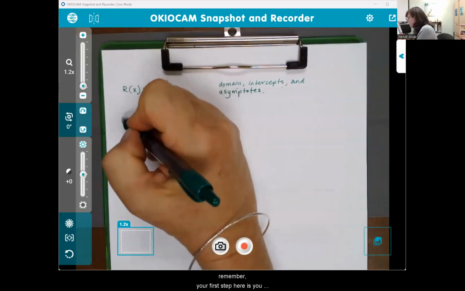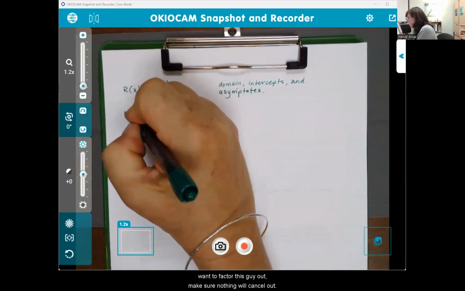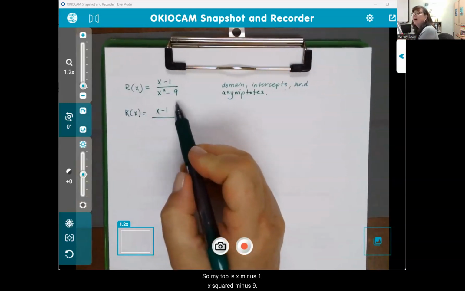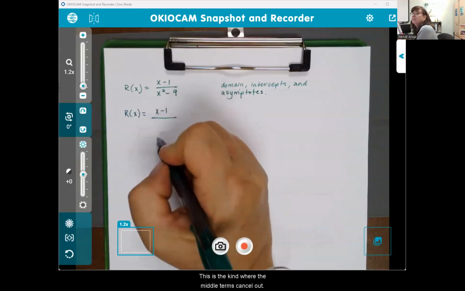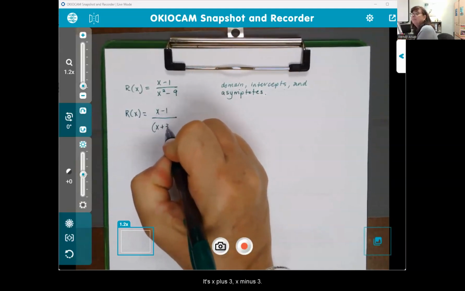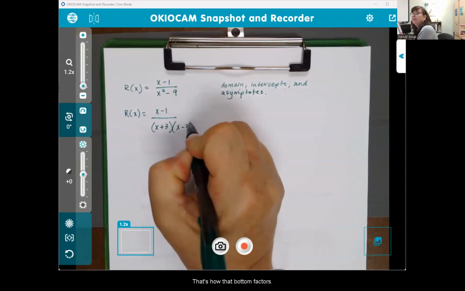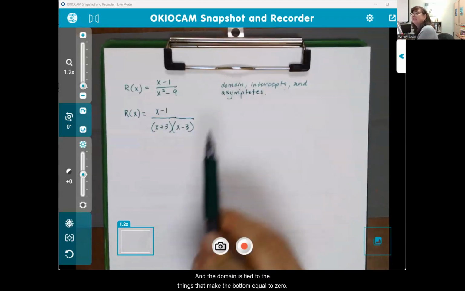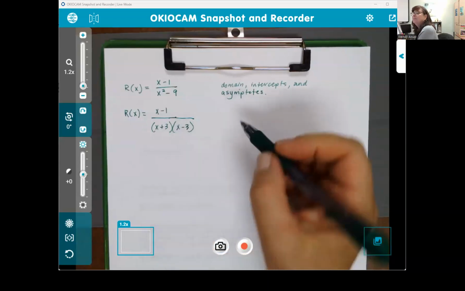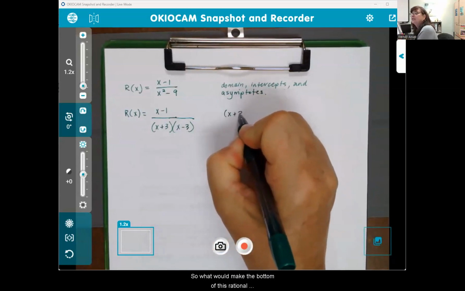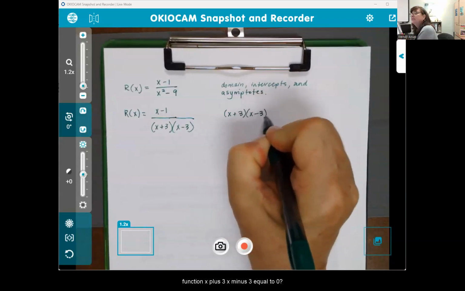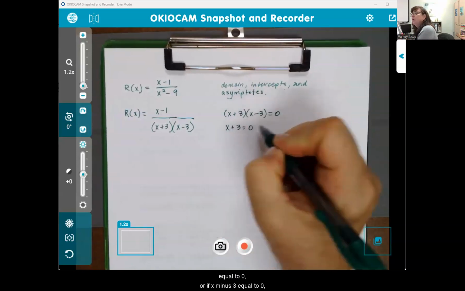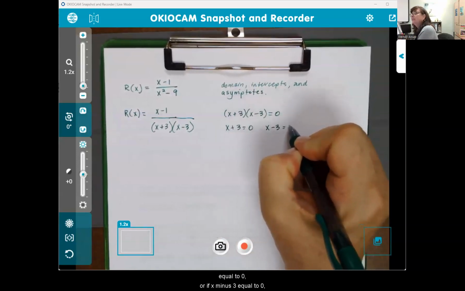All right, well, remember, your first step here is you want to factor this guy out and make sure nothing will cancel out. So my top is x minus 1, and x squared minus 9 is the kind where the middle terms cancel out. It's x plus 3, x minus 3. Okay, that's how that bottom factors. Nothing can cancel each other out. And the domain is tied to the things that make the bottom equal to 0. So what would make the bottom of this rational function, x plus 3, x minus 3, equal to 0? Well, that would be if x plus 3 equals 0, or if x minus 3 equals 0.